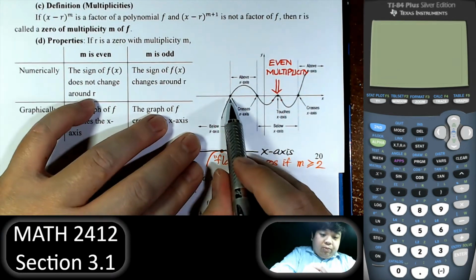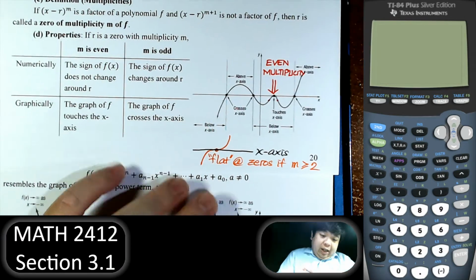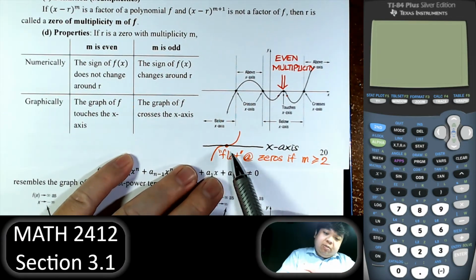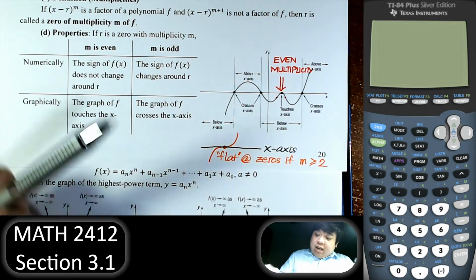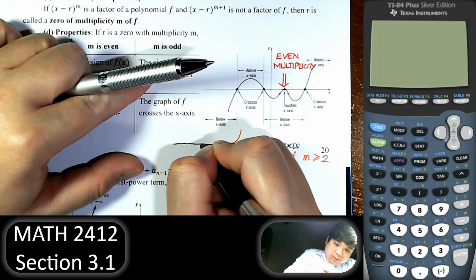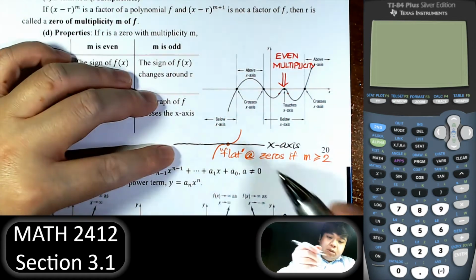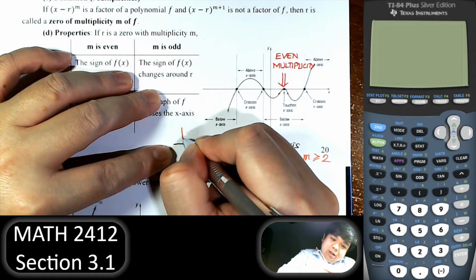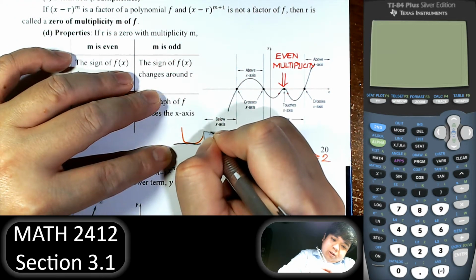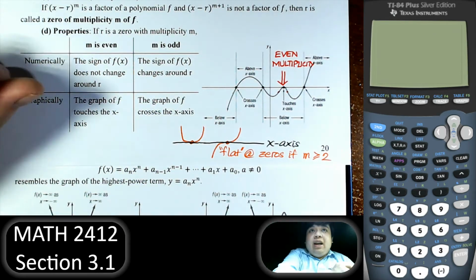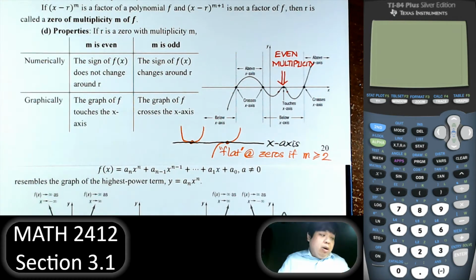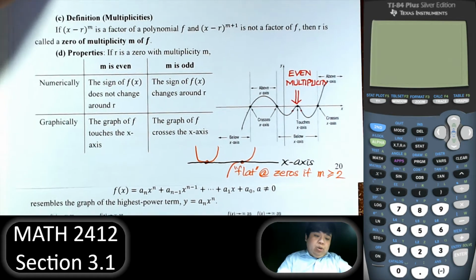If it is 1, it will go through it. If it is with the bigger multiplicity, it will be flat. So it could be like that. Or it could be like this too. Yeah, so at those zeros, it will be flat if the multiplicity is greater than or equal to 2.